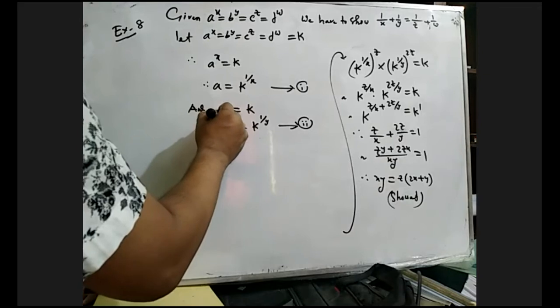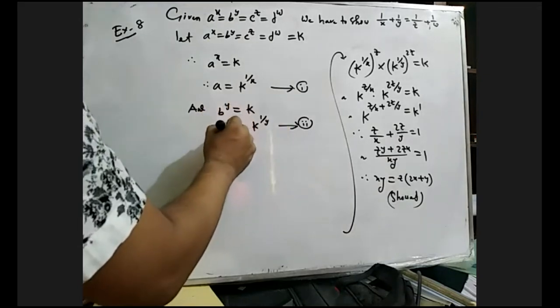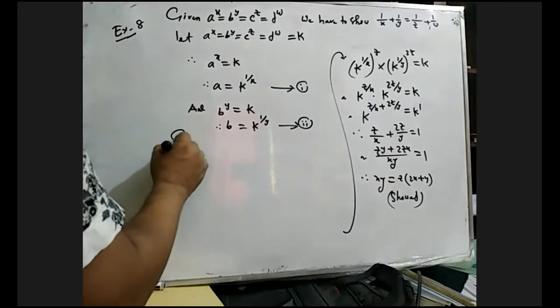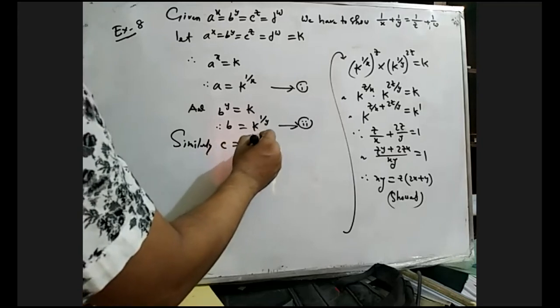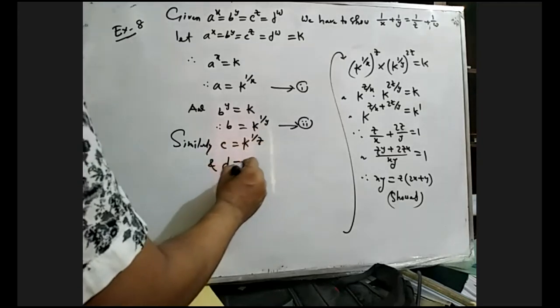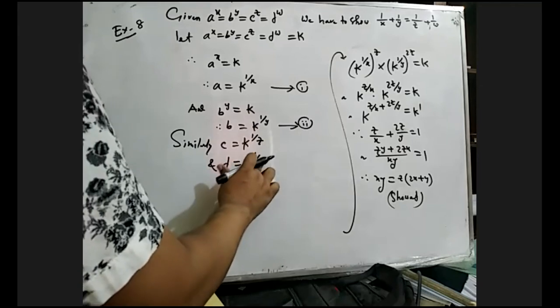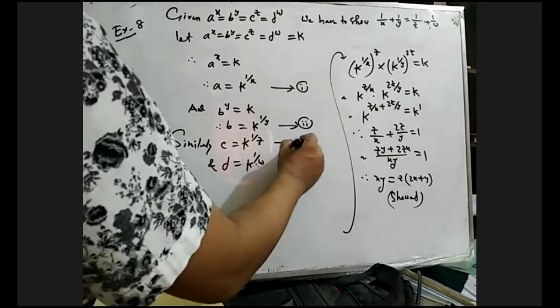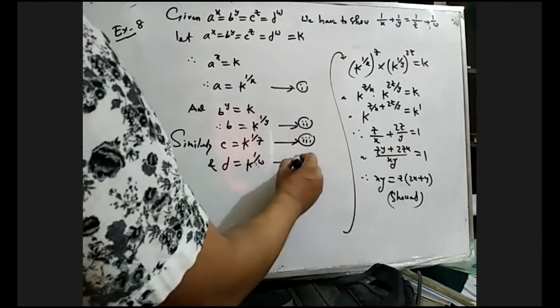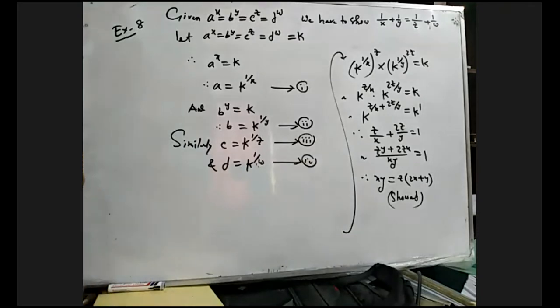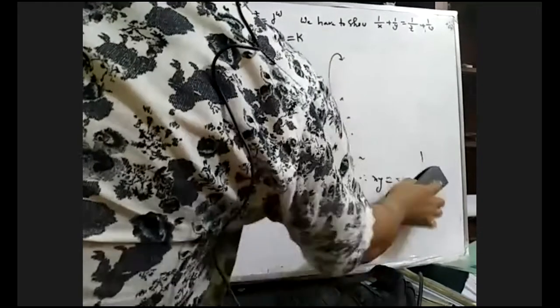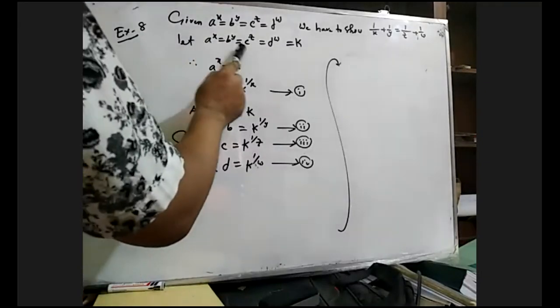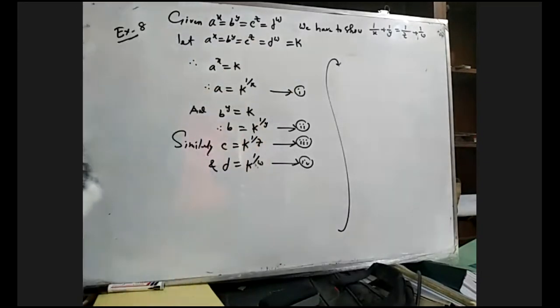And similarly b to the power y equals K. So b equals K to the power 1 by y. Similarly c equals K to the power 1 by z, and d equals K to the power 1 by w. Okay, this is equation number 3 and this is equation number 4. So from these four items equal to K, we got 4 equations.